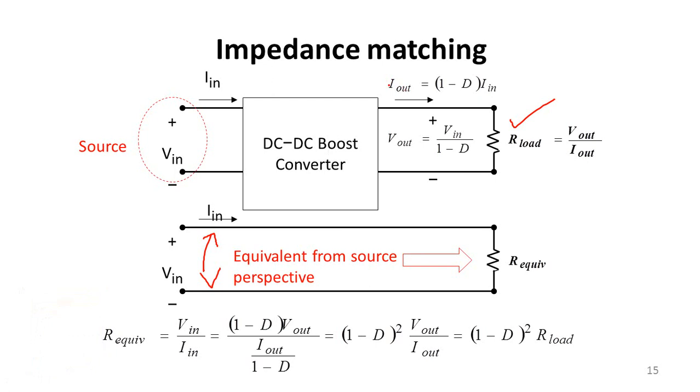You also know that I out is nothing but I in times a multiplication factor. We can substitute V out is equal to I out times R, and I in is equal to V in by R, and you have just substituted it. Vice versa we have made it, and you have got the equation for I out. So just substitute this equation and you will get R equivalent is equal to V in by I in. You will get to this particular equation, (1 minus D) square into R load. This is the final equation that you will get with respect to R equivalent.